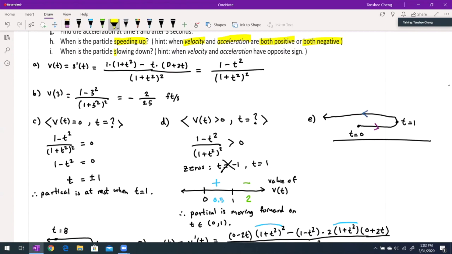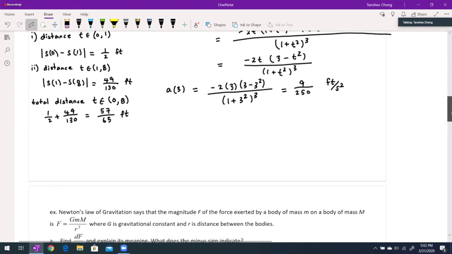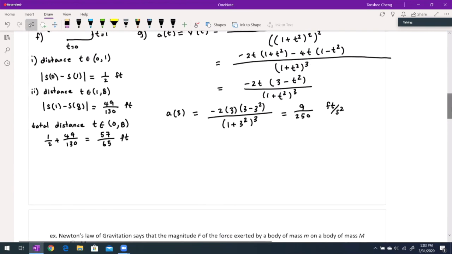If the particle is slowing down, that basically means that the value of velocity and acceleration have the opposite sign. So for the velocity function, we already know when it's going to be positive and when it's going to be negative in part D. So we need to find out the acceleration part so that we can compare. So I'm going to do H and I together.